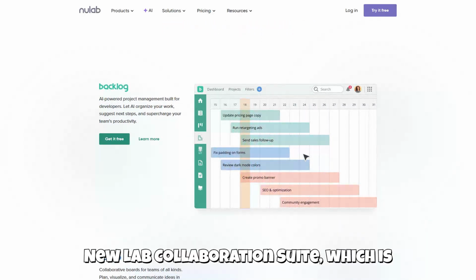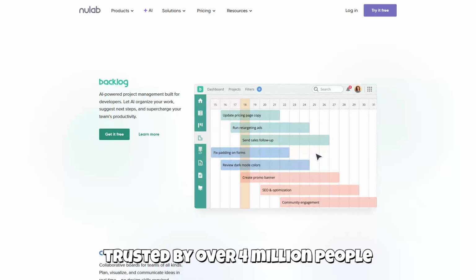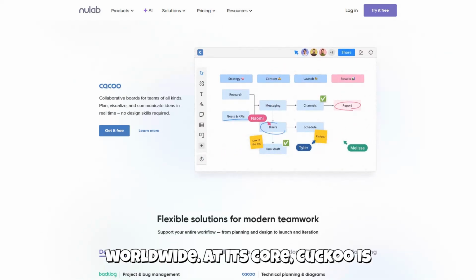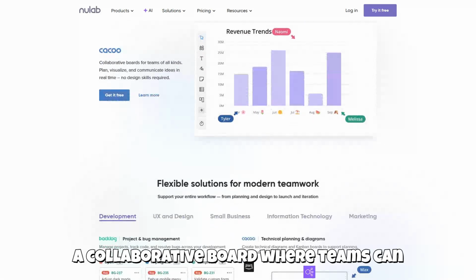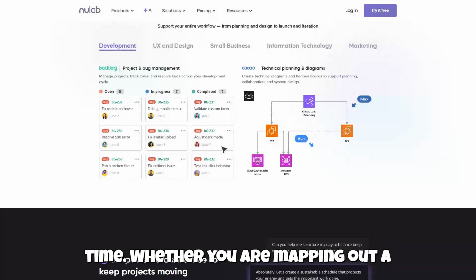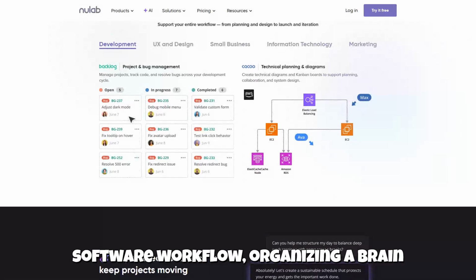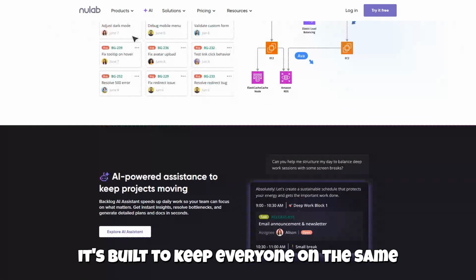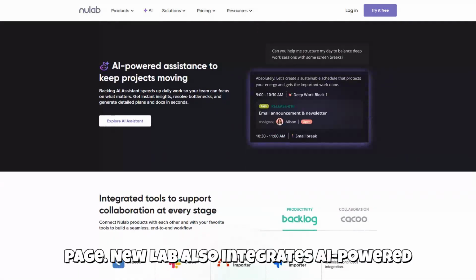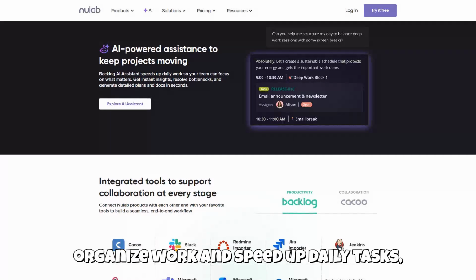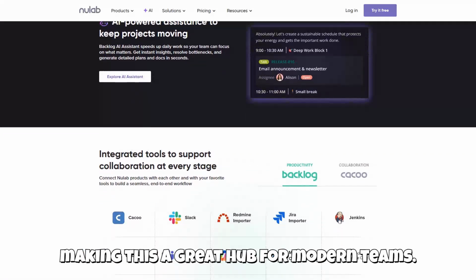Cacoo is part of the NewLab collaboration suite, which is trusted by over 4 million people worldwide. At its core, Cacoo is a collaborative board where teams can plan, visualize, and communicate in real time. Whether you are mapping out a software workflow, organizing a brain dump, or designing a quick prototype, it's built to keep everyone on the same page. NewLab also integrates AI-powered assistants across its ecosystem to help organize work and speed up daily tasks, making this a great hub for modern teams.